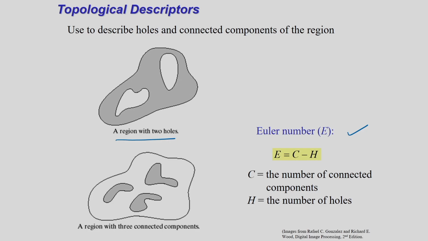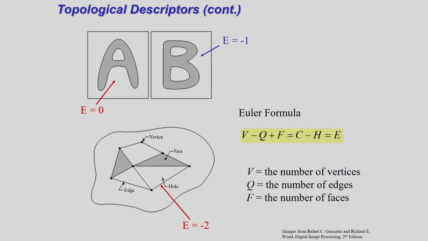So what is the Euler number? The Euler number is E equal to C minus H. C means the number of connected components and H means the number of holes. By using these two parameters, the number of connected components and the number of holes, we can determine the Euler number. In my next slide I will show how to calculate the Euler number.